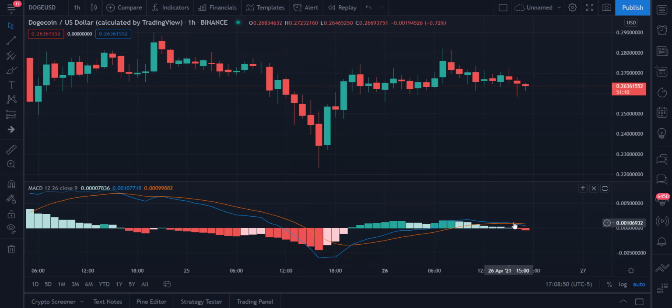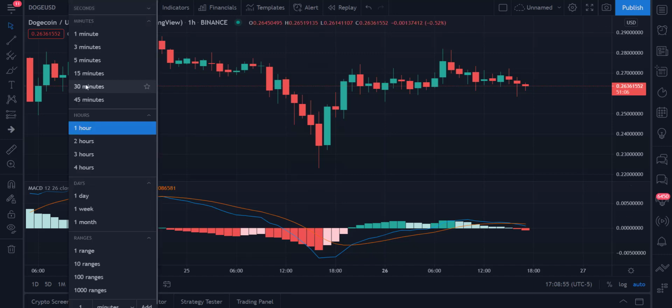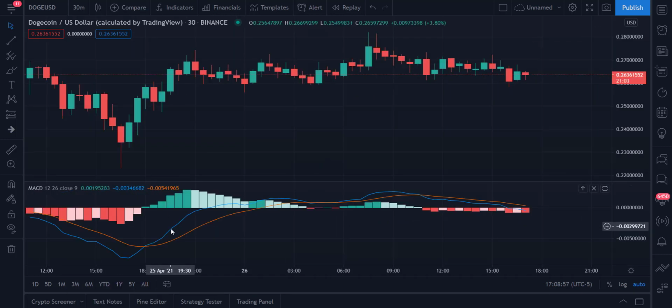Of course, a crossover over here too. So it's just a lot of action there. Hard to trade off of that. Let's take a look at the 30 and see if there's anything there.